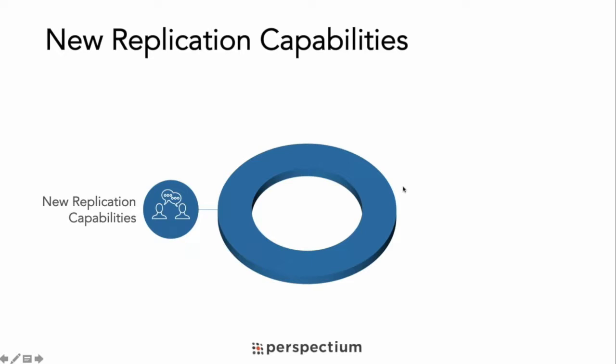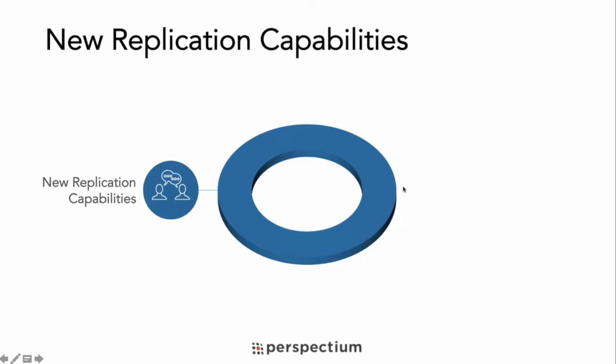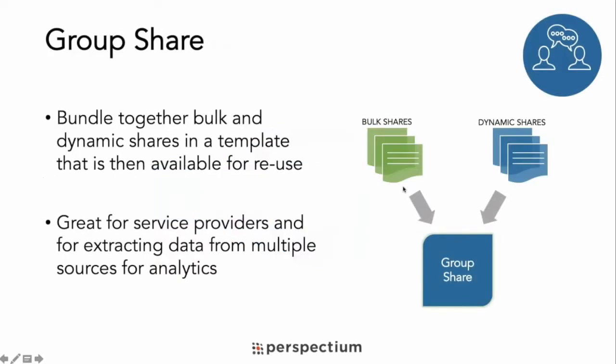The next area that we are going to cover is some new replication capabilities. Let's launch into that, and we're going to start off by talking about the new group share. The new group share functionality allows you to share out a combination of dynamic and bulk shares from one ServiceNow instance to another as a group. With group shares, you can easily schedule and execute shares without having to create each share record individually.